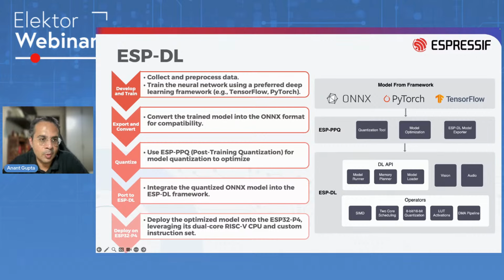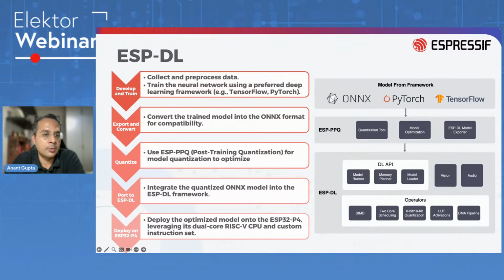Once you have done the quantization, we have some porting tools as well, to integrate this quantized ONNX model into the ESP-DL framework. What it does in the background is that ESP-DL makes use of the custom vector instructions on the ESP32-P4. So when we use this ESP-DL framework, we can take the benefit of those instructions, which accelerate neural network workloads like multiply and accumulate, these vector instructions, right?